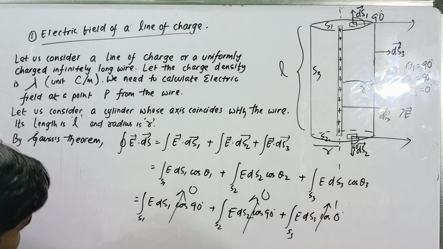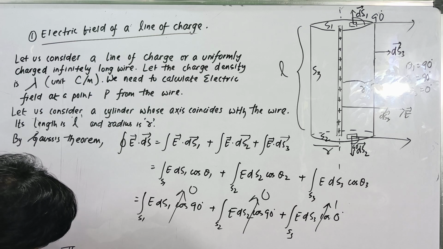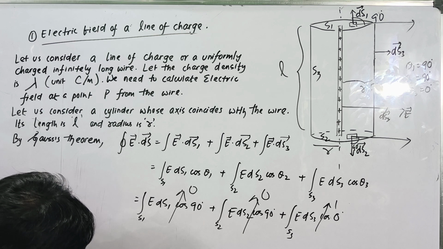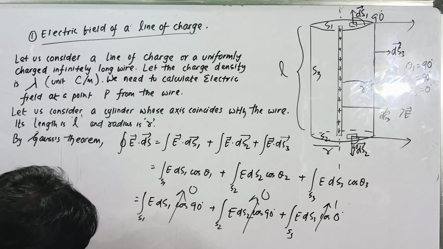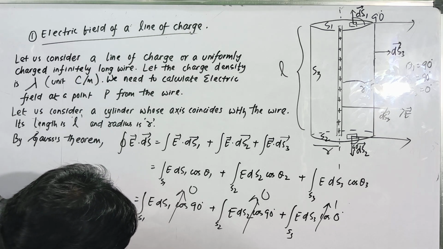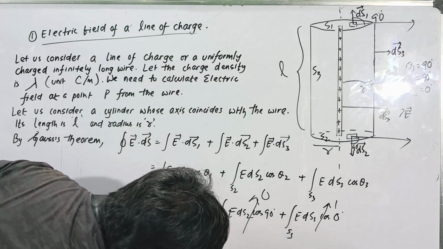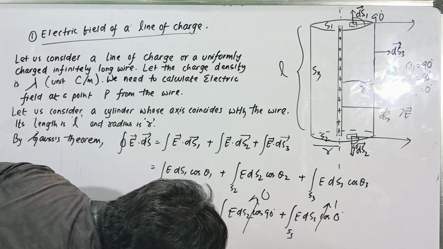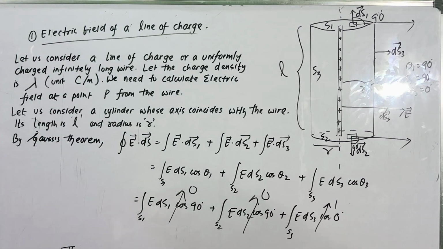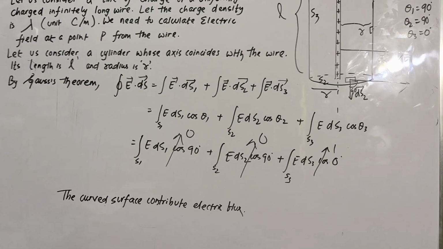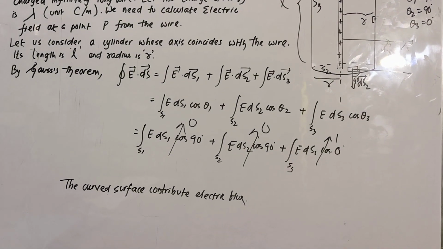So I will write: the curved surface contributes to the electric flux. Why? Because the flat surfaces are aligned at an angle of 90 degrees. So let me get a bit lower. We need to finish this.